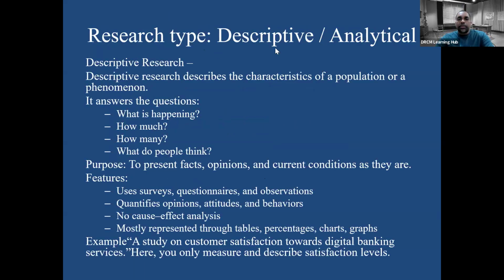Now I said research type is two types. One is descriptive, second one is analytical. Which type of study you need to mention there? First you understand descriptive. No need to go in depth. I will, in a shortcut way, mention some of the insights here. Descriptive is nothing but describing characteristics of a population or a phenomenon. It should answer: what is happening? How much? How many? What do people think? Example, to represent the facts, opinions, current conditions as they are.